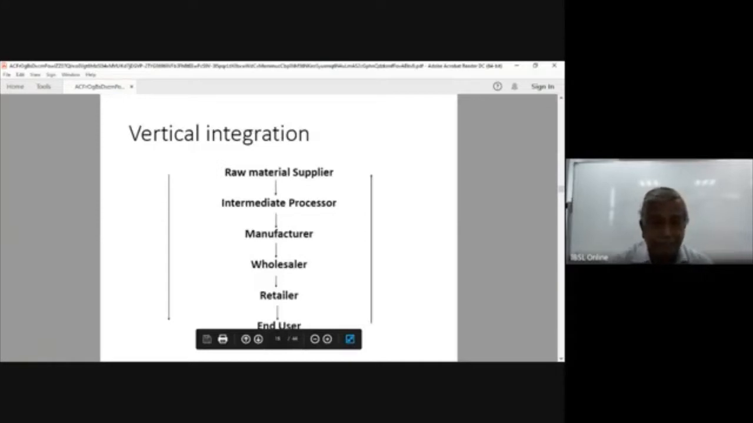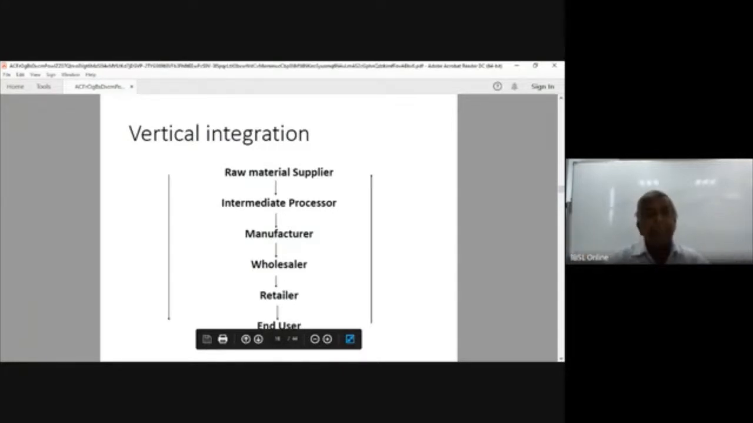Vertical integration. In vertical integration, the supply chain is there. Now the manufacturer who is making furniture, if we think I am buying my raw material from the intermediate processor, the sawmill owner, from him only I am buying and making my furniture. He is charging me more, his prices are high. If I have my own sawmill, then it will be easy for me. I can make those parts suitable to me, and I can make those at a low cost.